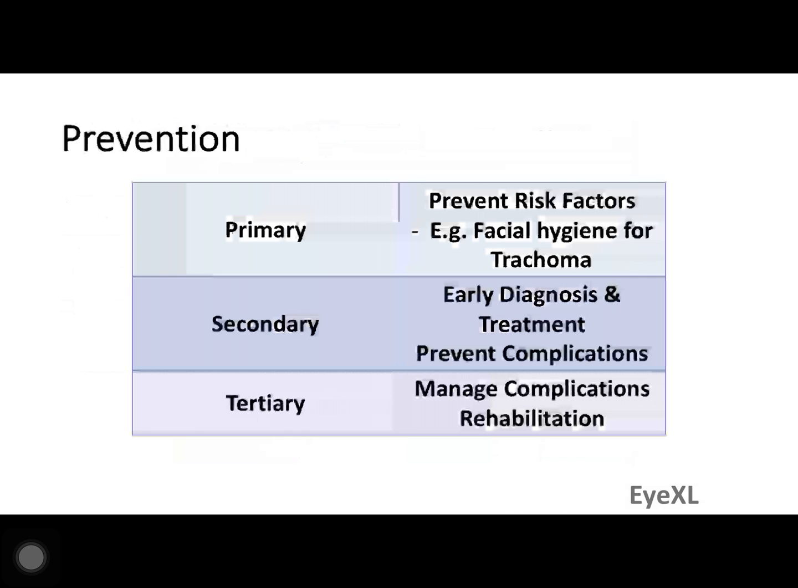So that's primary prevention. Secondary basically means early diagnosis and treatment, and a very often forgotten component, that is to prevent any complication onset. And tertiary means the next stage. If a complication happens, then manage the complication and provide rehabilitation to the patient. So in a case of blindness, you would consider low visual aids or disability certification. That would come under a rehabilitation protocol.